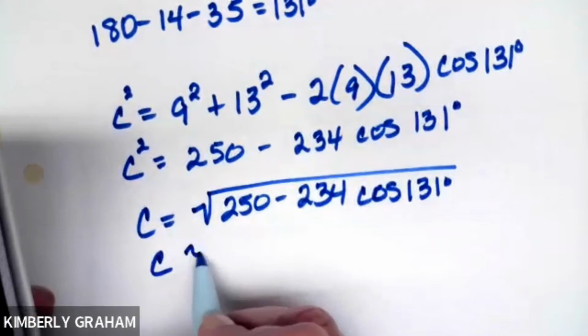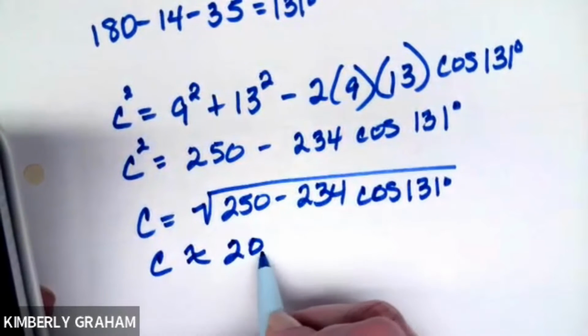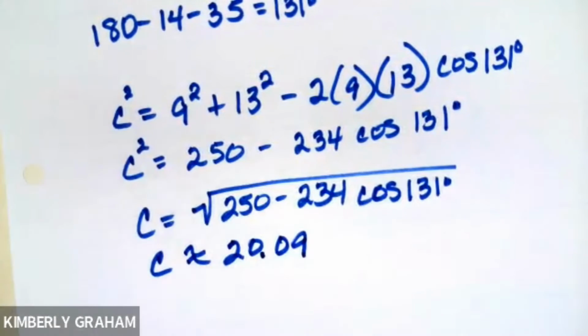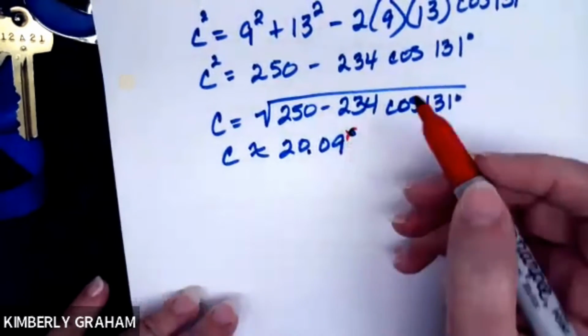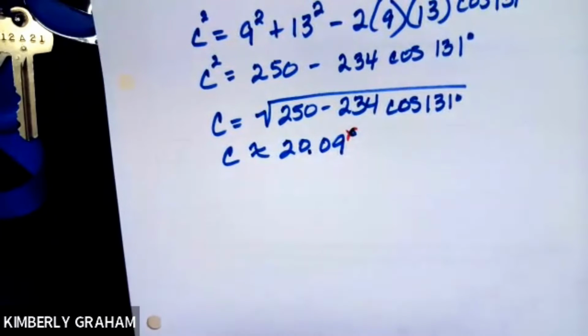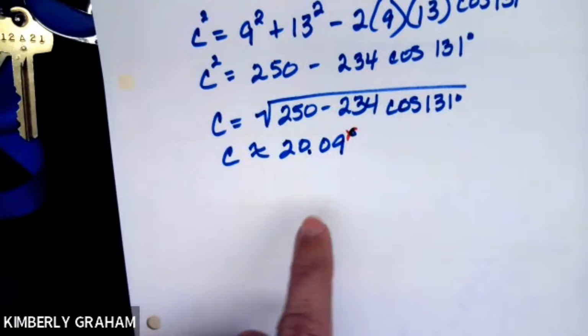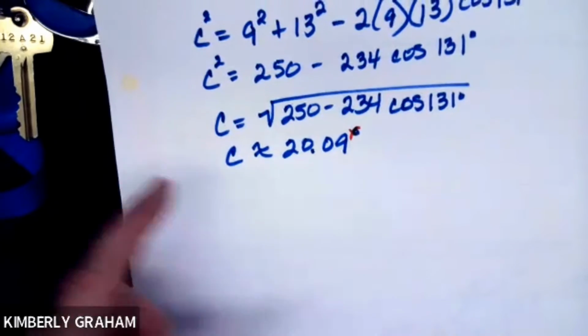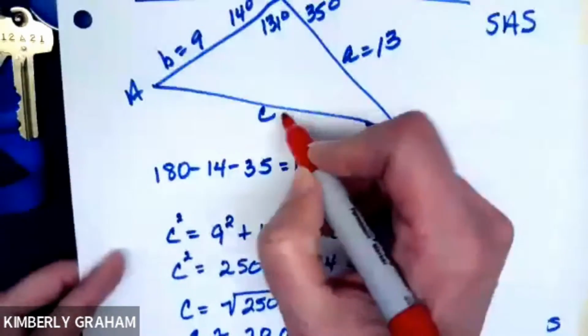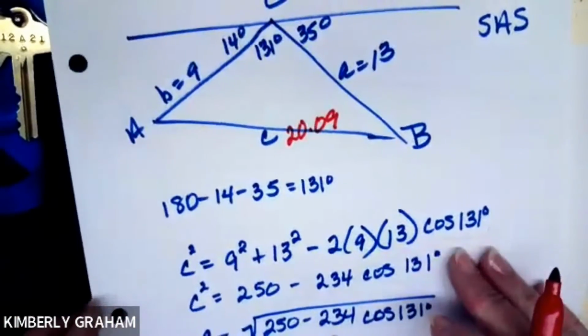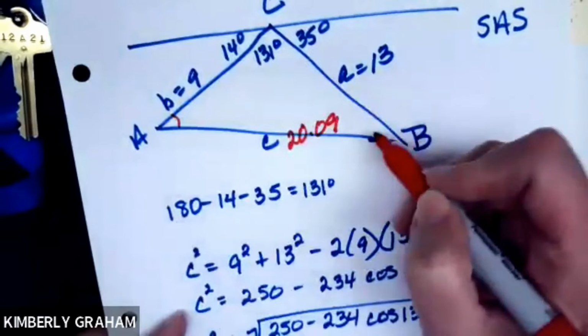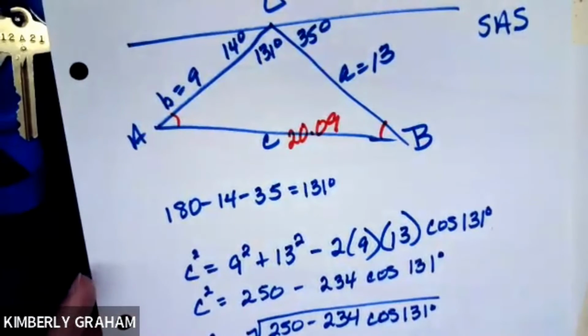So C is approximately 20.09. Missing, yeah, the missing side. I don't know why that has a degrees there. That shouldn't have a degrees. That should just be 20. Once we figure out side C, then we can figure out angles A and B.